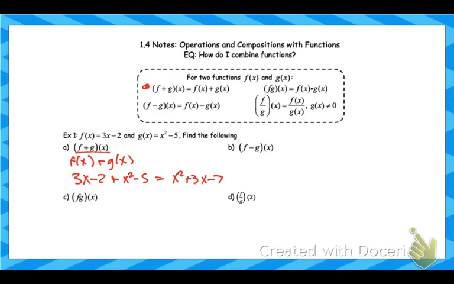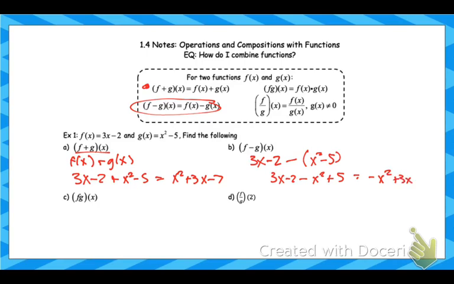All right, on B, same concept, but this time f minus g of x, that is subtracting. So I'm going to subtract those two functions. Now when it comes to subtraction, we need to be careful because there's a pretty common mistake that happens here. Whenever I subtract, I need to make sure that I subtract the entire quantity that follows. That negative is going to get distributed to every term. So this is going to be 3x minus 2 minus x squared, then plus 5. Then from there, I can combine my like terms, and I get my remaining function.